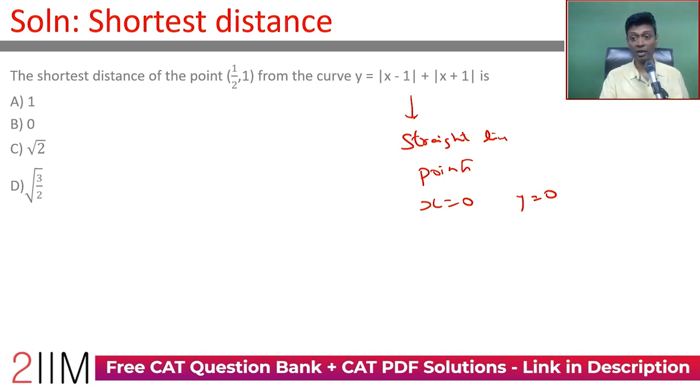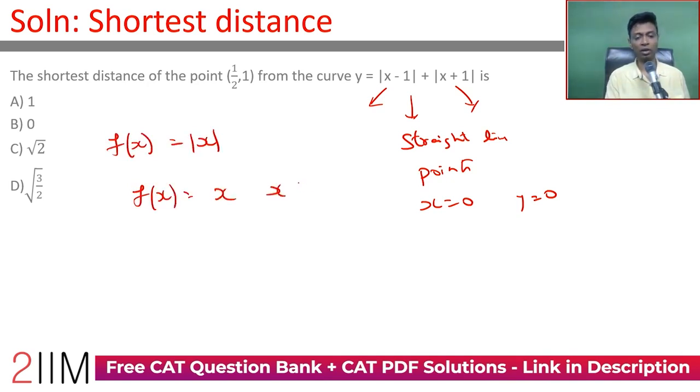What do I mean by that? x greater than 1, x less than minus 1, between minus 1 and 0. f of x equal to mod x. This means f of x equals x when x is greater than 0, equals minus x when x is less than 0, equals 0 when x is equal to 0. You can put either of these as greater than or equal to or less than or equal to.